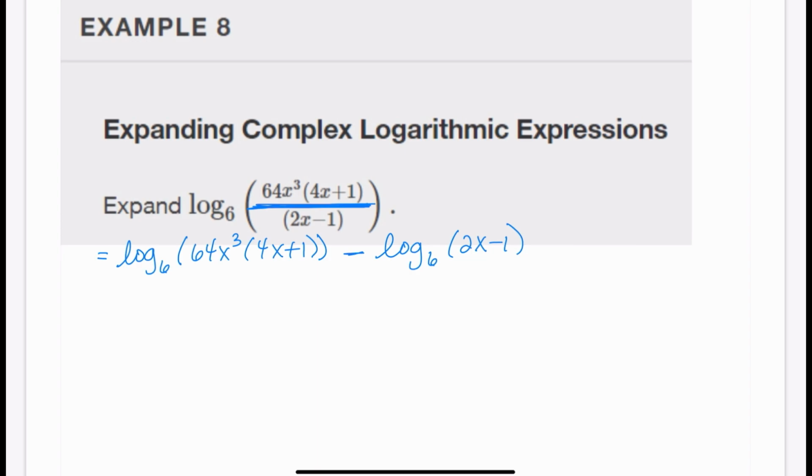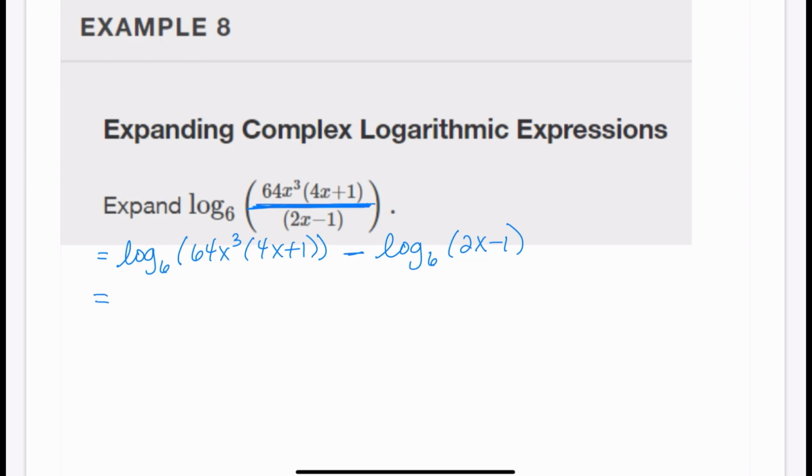Then the next thing I'm going to do is worry about the product rule. In the back, right here, there's nothing else you are going to do there to expand this problem because the 2x minus 1 is a factor. It is together. You cannot break that up. But in the front, I have 64 times x to the third times 4x plus 1. So there's 3 of them there that I can go ahead and expand with the product rule.